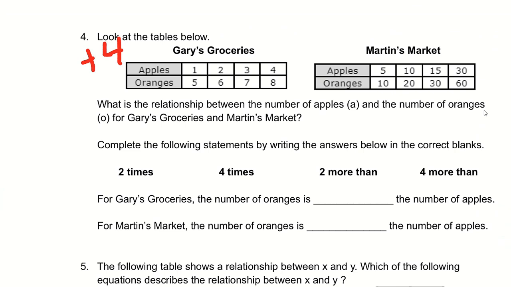All right, let's check Martin's. If he has 5 apples, then he has 10 oranges. Ooh, that could be plus 5. Okay, let's check 10 apples and 20 oranges. No. 10 plus 5 is 15. So now I'm thinking it's multiplicative, so it's going to be times 5. Let's check the last one. Wait, times 2. Sorry.